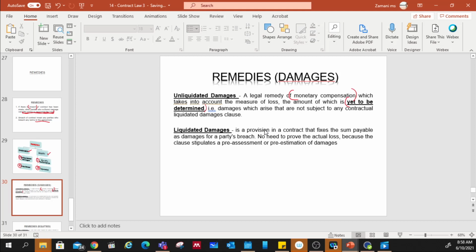Versus liquidated damages, which is a provision in the contract that fixes the sum payable. It means that if you do not perform the contract and you breach it, you have to pay me 100,000. That's very clear. The sum payable as damages for a party's breach is fixed. There is no need to prove the actual loss, because that is under unliquidated damages, where the loss has not been measured yet. It is clear in the contract how much you have to pay. So that is unliquidated damages versus liquidated damages.